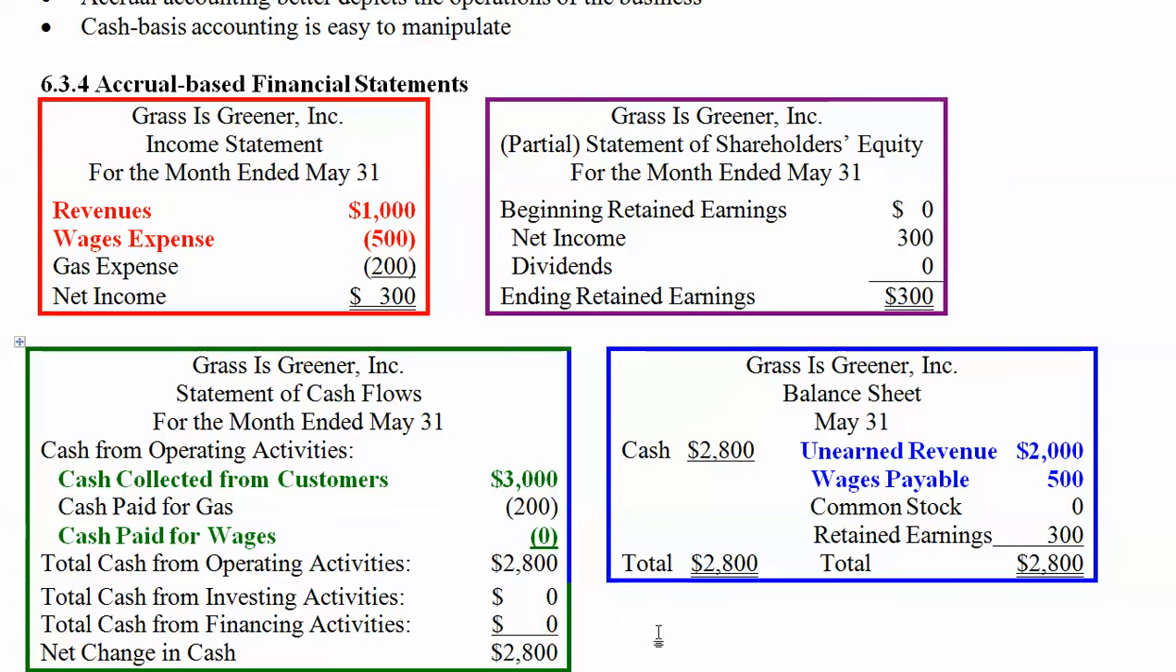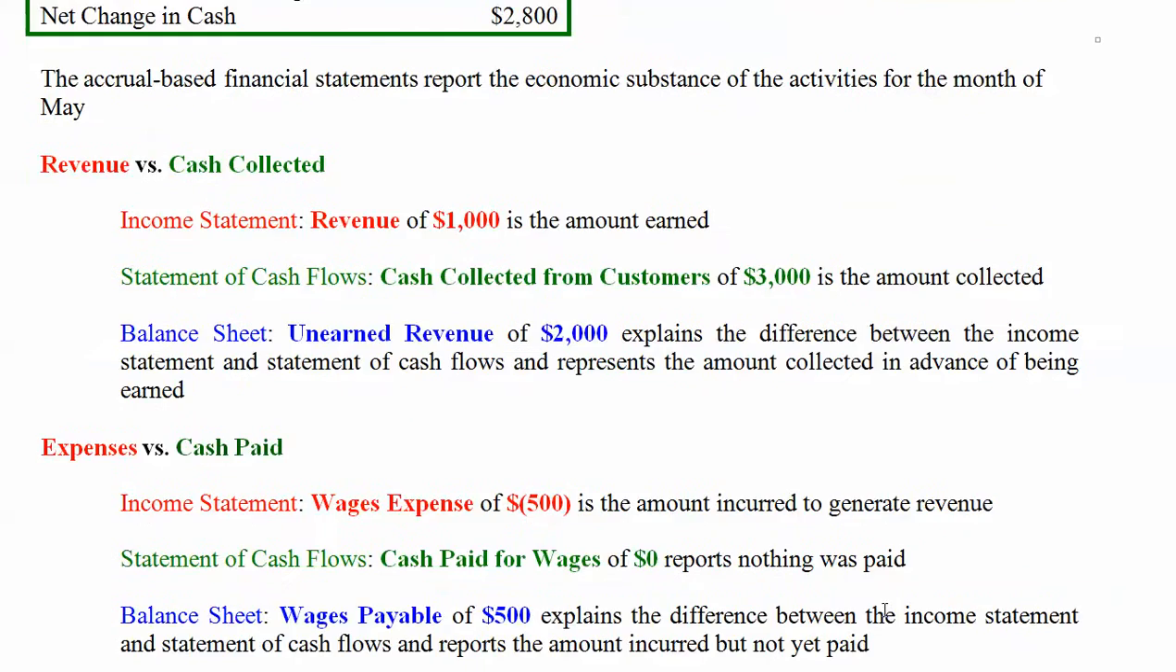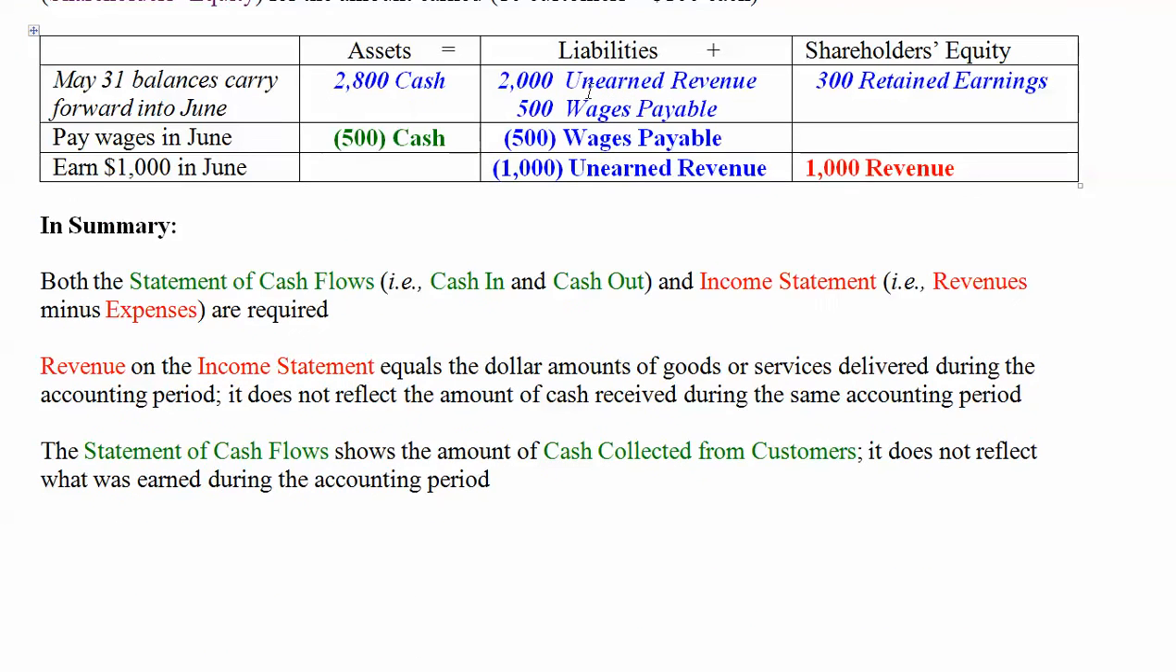And briefly, when you get to the next accounting period and you pay your wages, what you'll do is then see cash paid for wages minus 500 there, and this will go away. I'll show you that here. When you pay your wages in June, you're going to decrease your cash and decrease your wages payable, making your wages payable a zero balance.